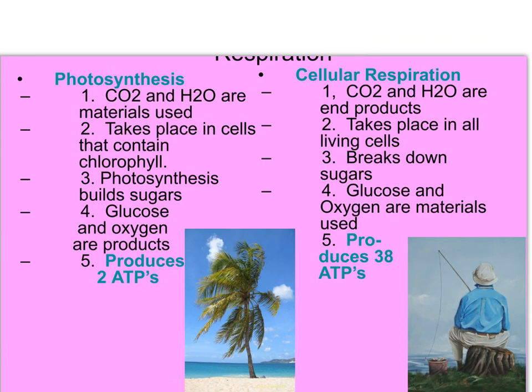So finishing up here, we're going to compare photosynthesis and cell respiration. Remember I mentioned that the equations are basically opposites? So in photosynthesis, carbon dioxide and water are the materials used. So they are the reactants of photosynthesis, and they are the products of cell respiration. Cell respiration takes place in every living cell, whereas photosynthesis is only going to be in cells that have chlorophyll.